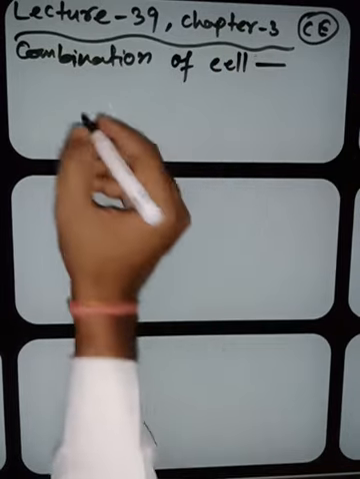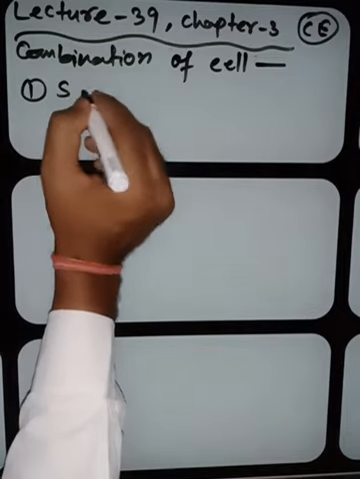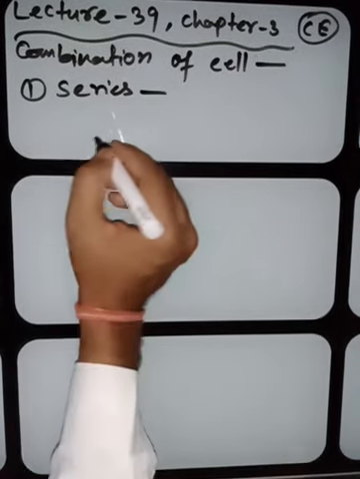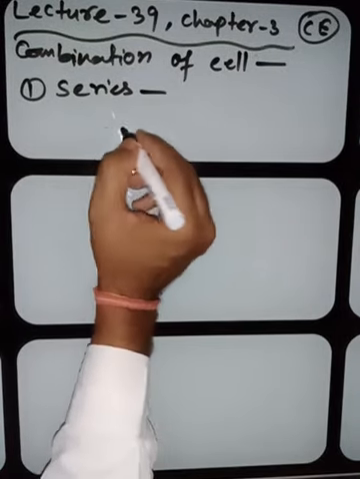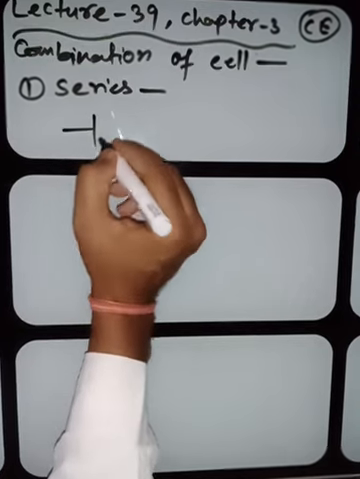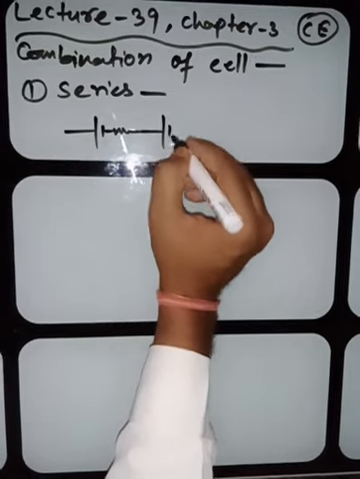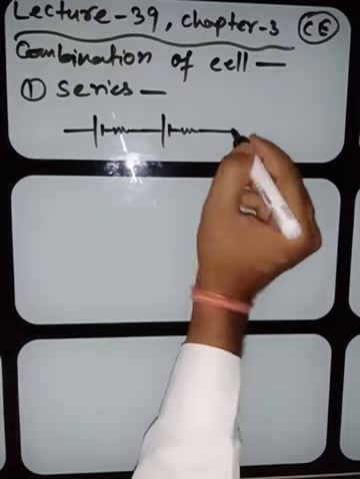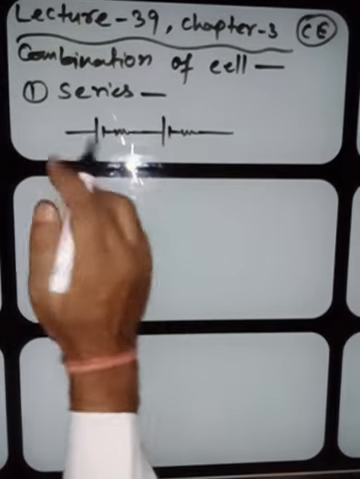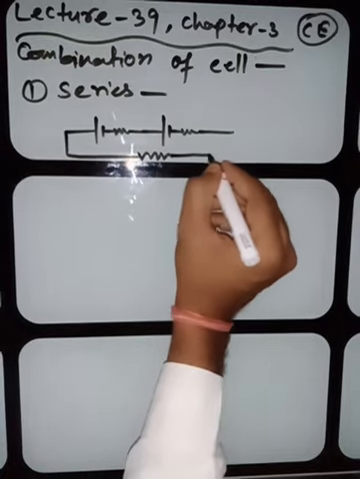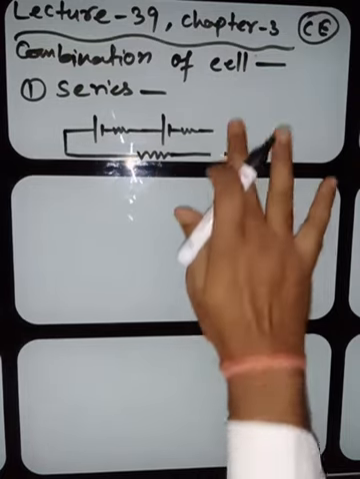So two types of combination we will study. The first, series combination. Okay, the series one. Suppose we are having here the cell with internal resistance, another cell with internal resistance. Only two cells we are studying here. It is connected with a load resistance.